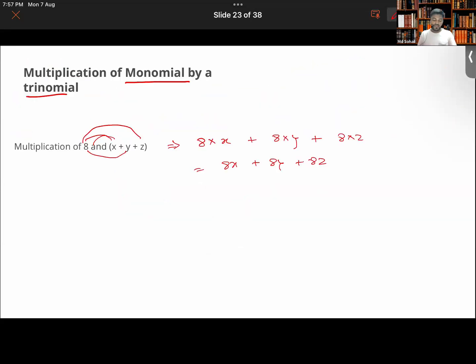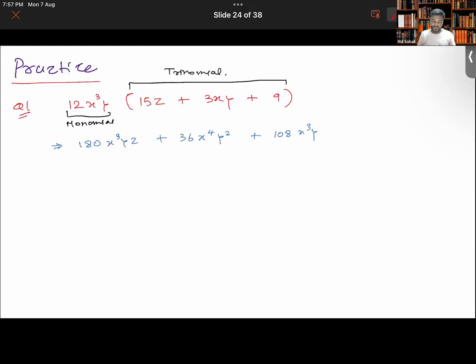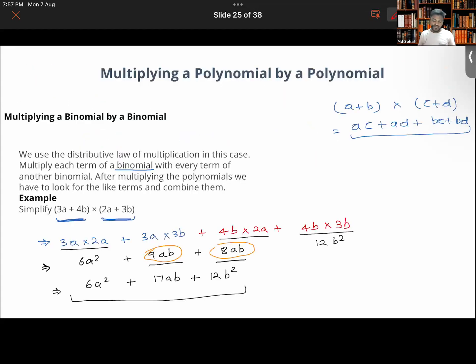In the same manner, we are going to multiply a monomial with a trinomial as well. Here we have multiplied the monomial with each term of the trinomial, and that gives you the resultant answer. Likewise, we also took an example where we had two binomials and the multiplication was taking place between the two. If you guys remember, in your previous class you must have studied the distributive property, right? Using that property, multiplication between two binomials can be done.